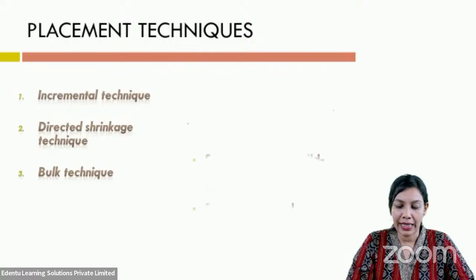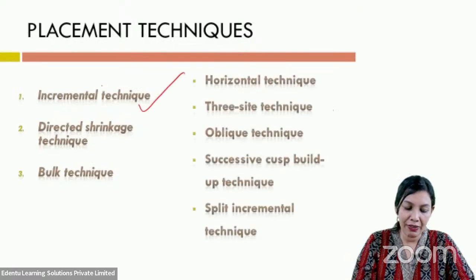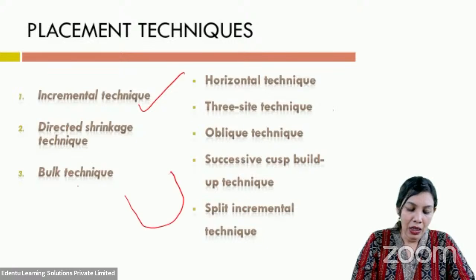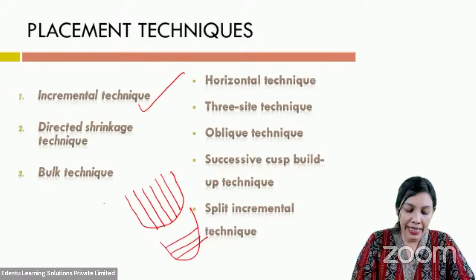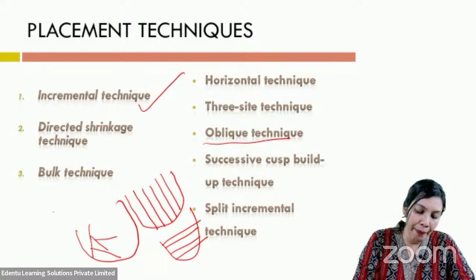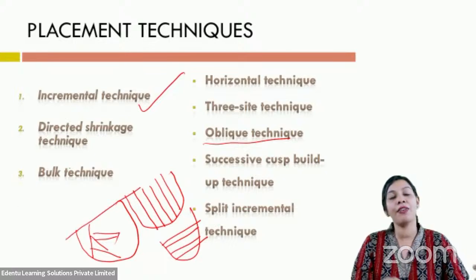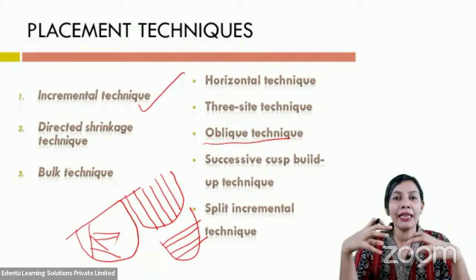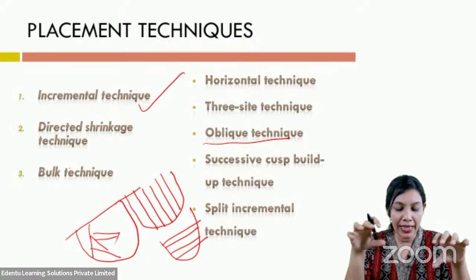Next is the placement technique. As I said, there is the incremental technique which we use. That is, this is a cavity, we'll be applying composite like this. This is called the vertical technique, and we have the horizontal technique as well. We have three-side technique, where from three sides we'll be applying the composite and curing. Oblique layering technique means within the cavity we'll be giving the composite in various oblique patterns.